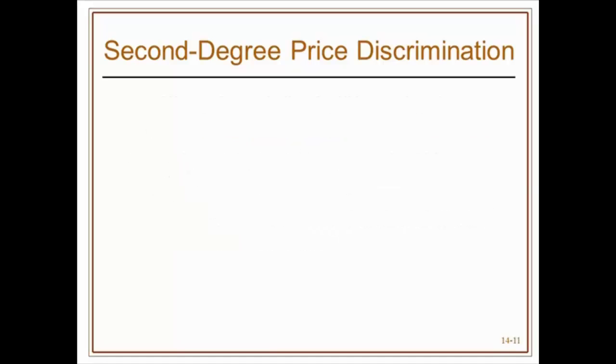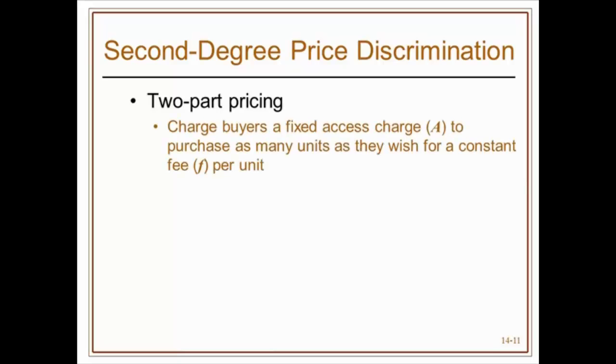The book goes into a couple of examples of second-degree price discrimination. One of them is a two-part pricing scheme, where you charge your customers an access fee, a fixed charge, A. You might think of that as a membership fee or something like that, at Sam's Club or a golf course. So there's that fixed charge that everybody pays no matter what you buy.